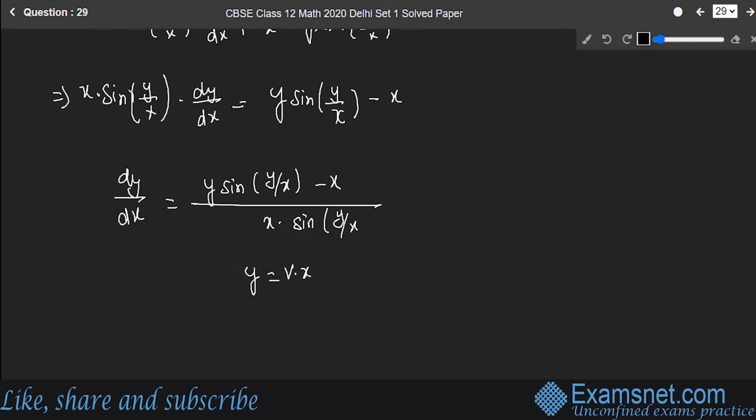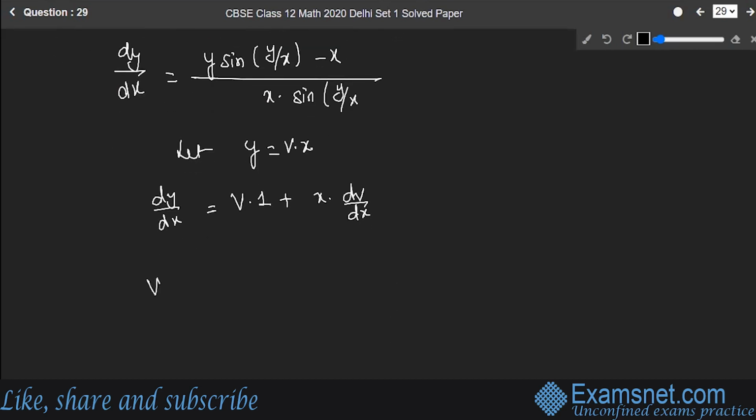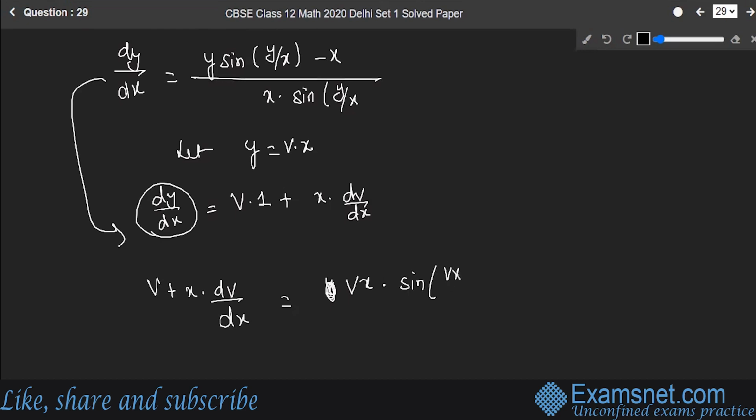Let's say y is equal to v into x. So dy by dx will be equal to first function into derivative of second plus second function into derivative of first. So v plus x into dv upon dx is equal to, here I'm putting the value of dy by dx over here. This is equal to y, which was actually vx. I'm directly writing y as v into x into sine of vx upon x minus x whole divided by x into sine of vx upon x.